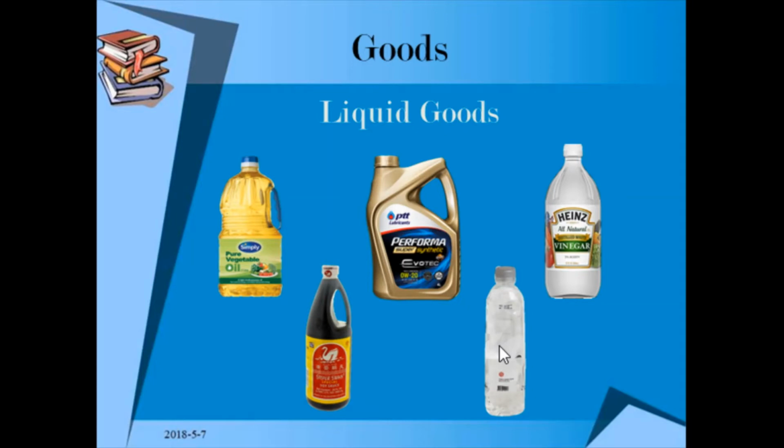Let's name the examples of liquid goods together. Oil, petrol, vinegar, soy sauce, water. Okay, very good. In order to measure the volume of dry and liquid goods, we need different measuring tools. Can you remember what those tools are?